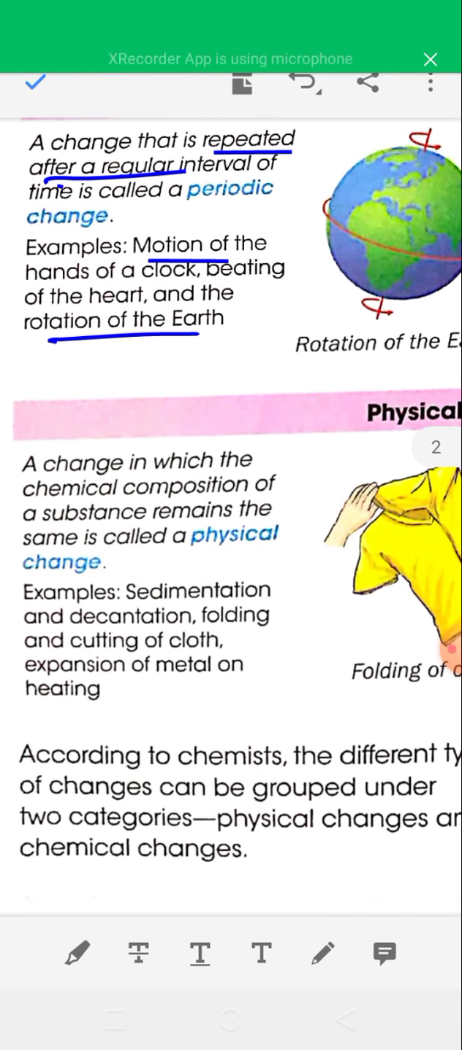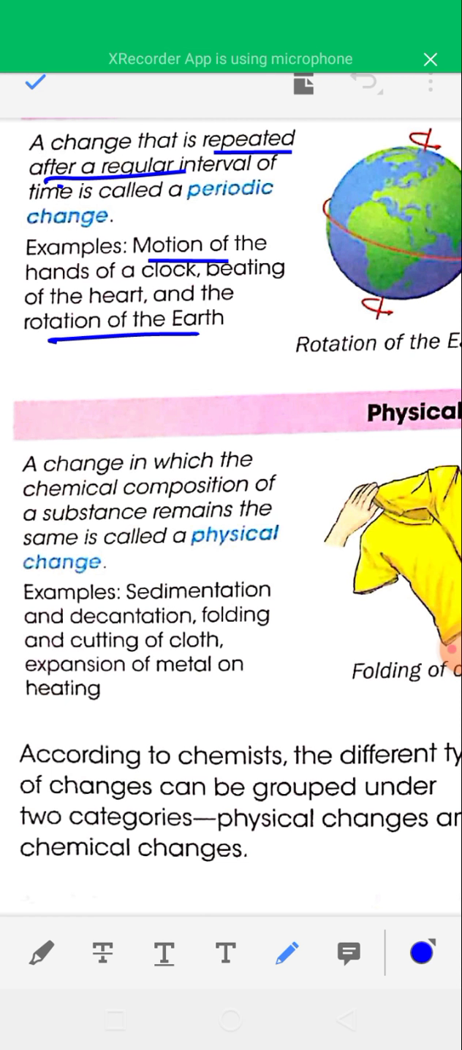For example, cutting of clothes, folding of clothes, sedimentation, decantation. So these are examples of physical change. In these physical changes, there is no change in the chemical composition of the substance.